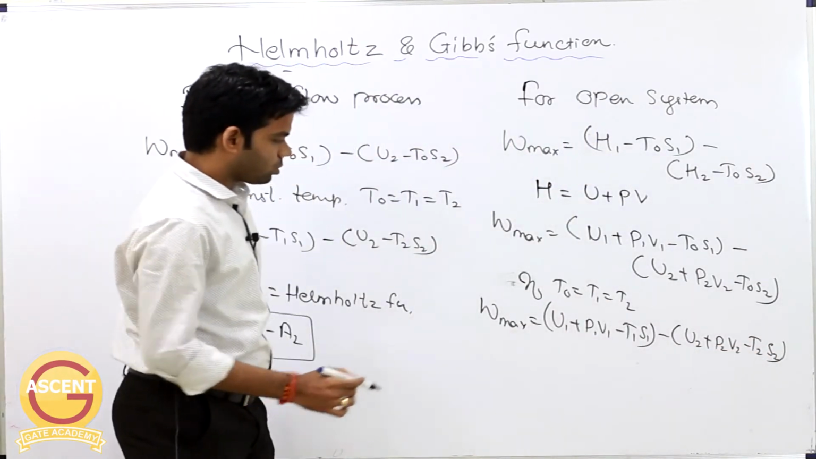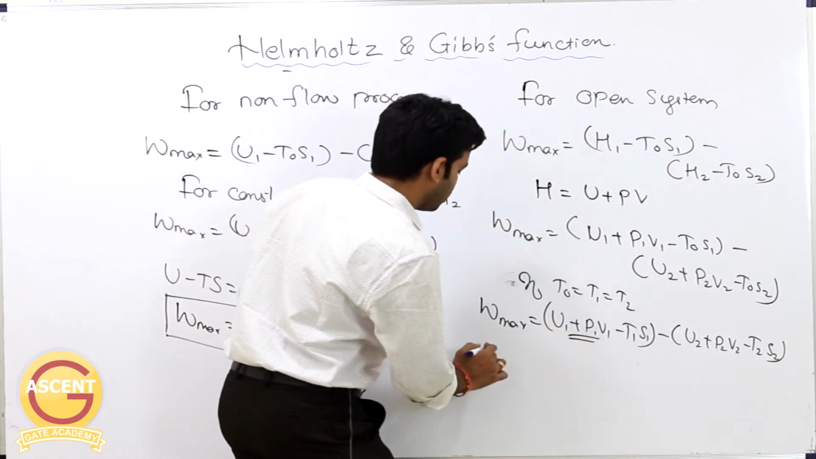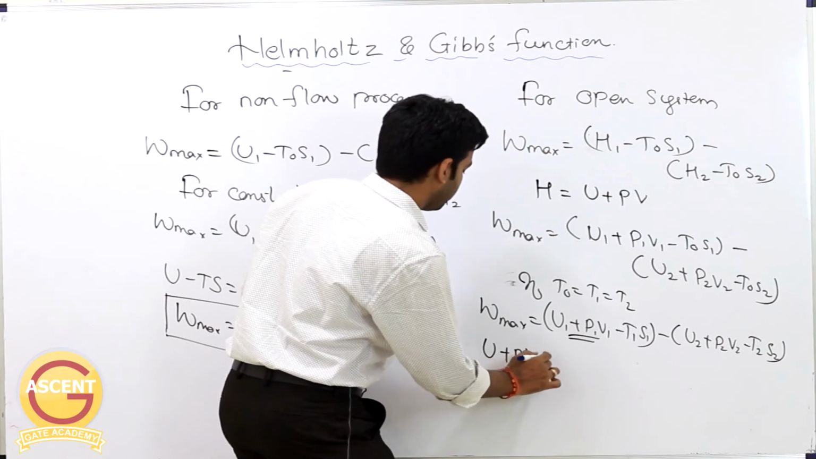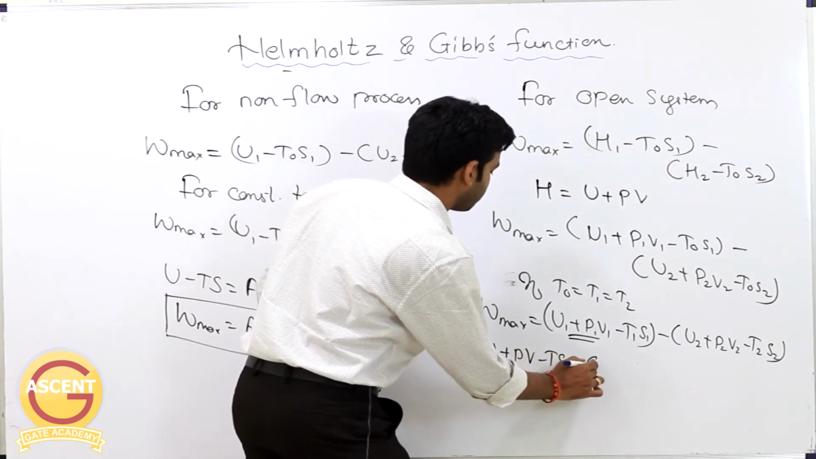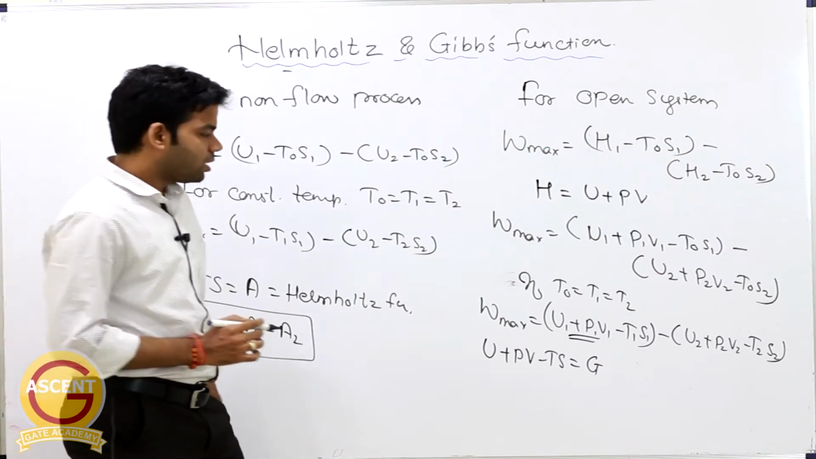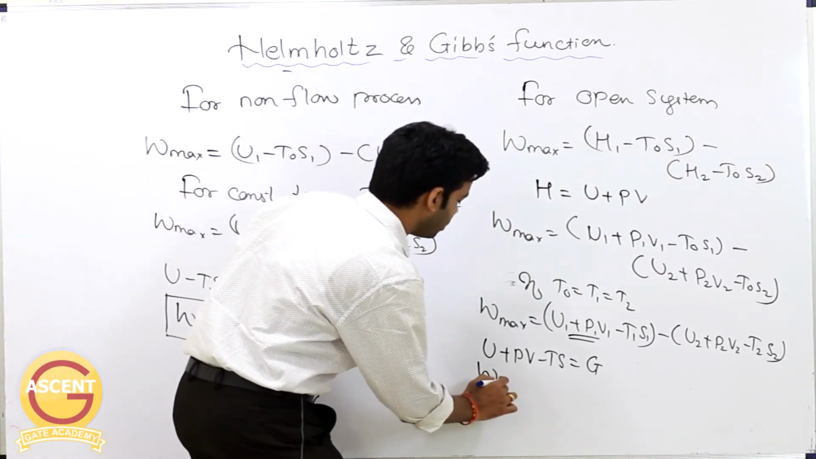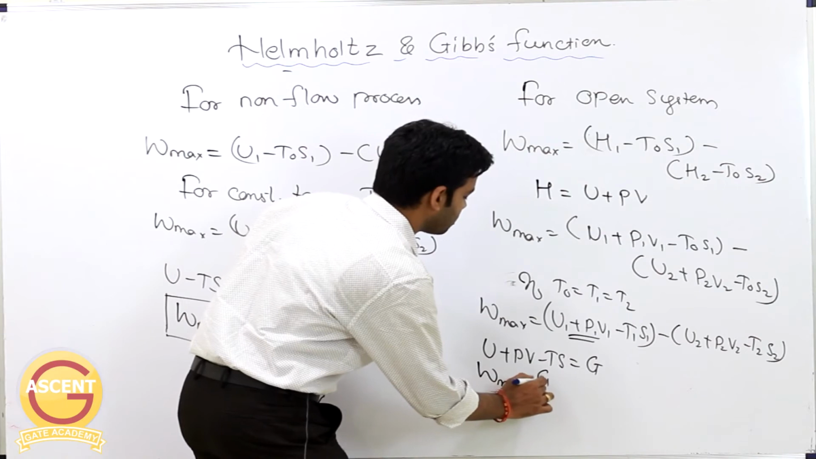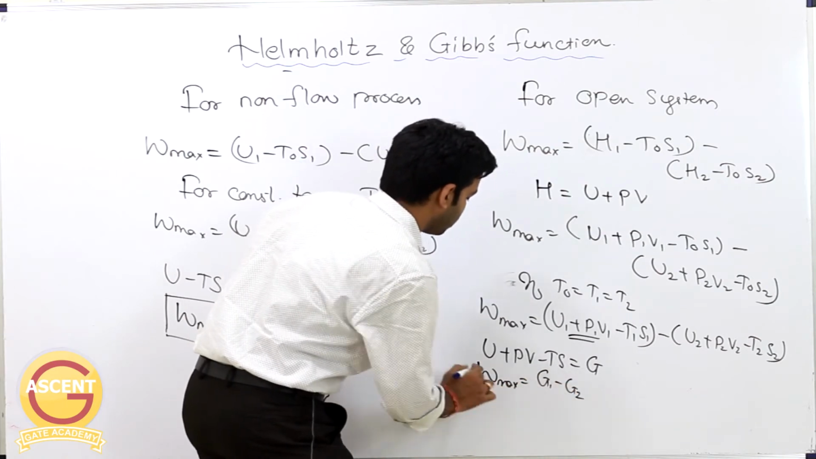Getting this or not? Okay. So here is another function you have got, this U plus P into V minus T into S is nothing but G, which is nothing but the Gibbs function. Okay. So this maximum work in case of open system is nothing but the change in Gibbs function.